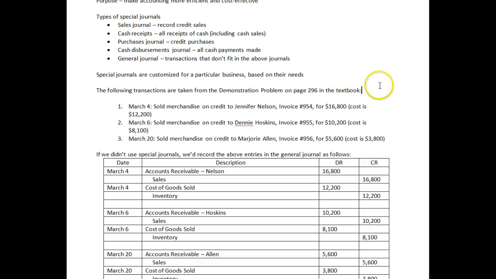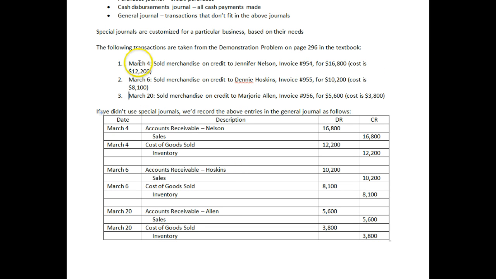I'm going to take the sales journal. So what I've done, I've got 3 transactions here, all credit sales. Okay, so what I thought I would do first is we've got the entries, and I wrote them down as if we would record them in the general journal, as what you're used to. So let's take a look at the March 4th entry. Sold merchandise on credit to Jennifer Nelson, invoice 954 for $16,800, cost is $12,200.